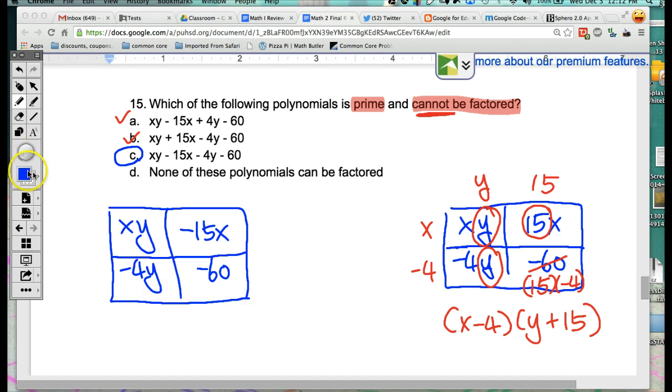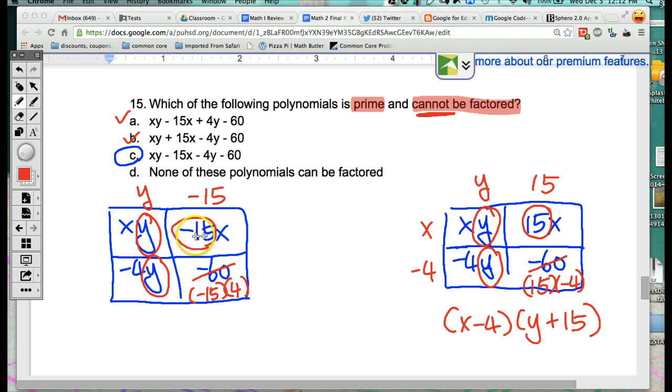Now I'm going to change colors. Now I'm standing right here. What do I have in common? xy and negative 4y: y. Okay, now I'm standing here. What do I have in common? Negative 15. This one is obvious, and this one is the same as negative 15 times 4.